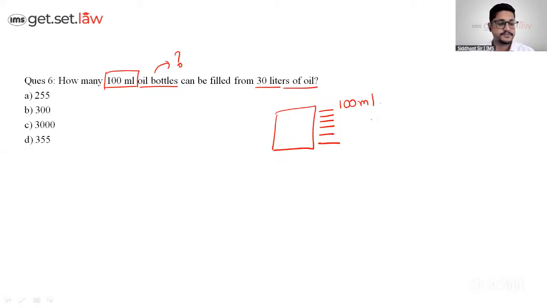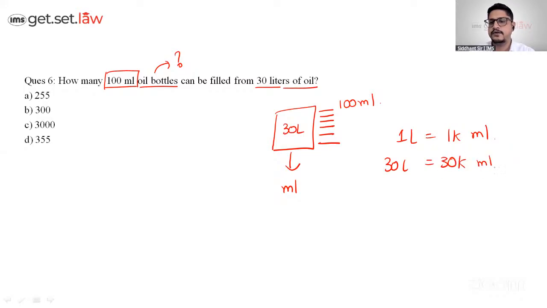Put your brain to it. Come on. So if I have to solve with 100 ml and I have 30 liters over here, can't I convert 30 liters into milliliters? Yeah, it can be done. So let's go. 1 liter is equal to 1000 milliliters. So 30 liters would be 30,000 milliliters, right or wrong?